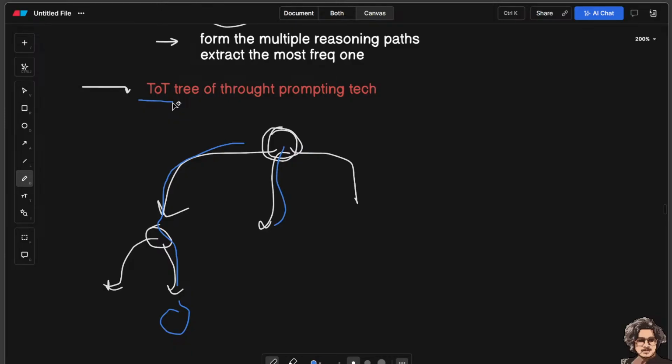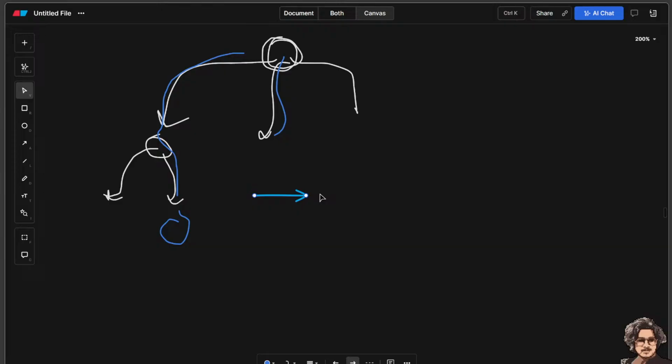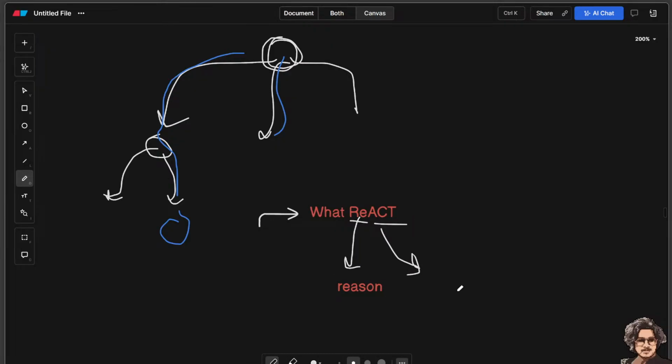Another question is, what is ReAct prompting and how does it relate to agents? Don't confuse it with React the library. It's very simple. ReAct has a different meaning: Re means reason, and Act means acting, as the name suggests.